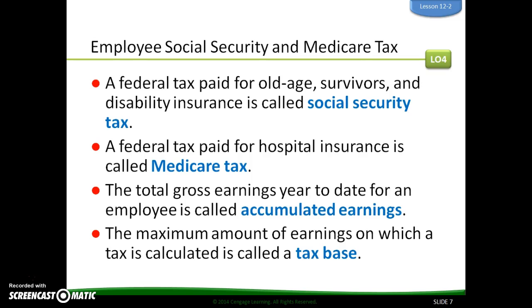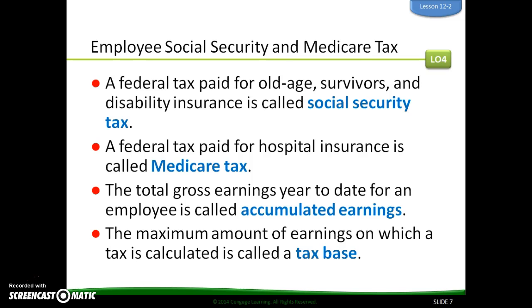So what we see is that total gross earnings to date for an employee over the course of the year is their accumulated earnings, and the maximum amount of their earnings on which we can calculate a tax is called the tax base. Now, for Social Security, there's actually a limit on the earnings, or the tax base. So when an employee earns a certain amount of money, every dollar after that amount is not going to have any Social Security tax withheld from it.